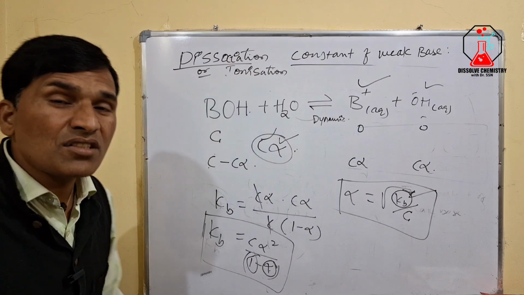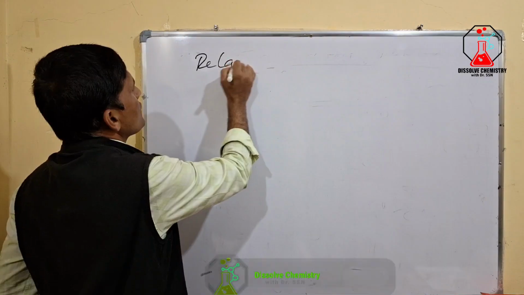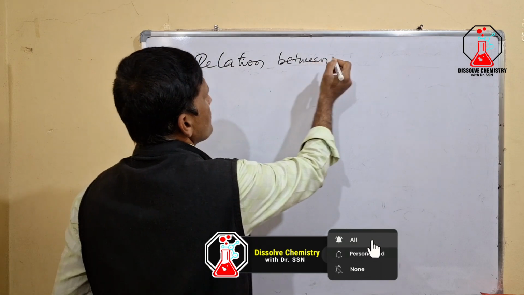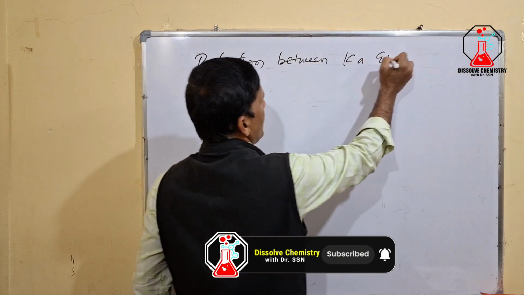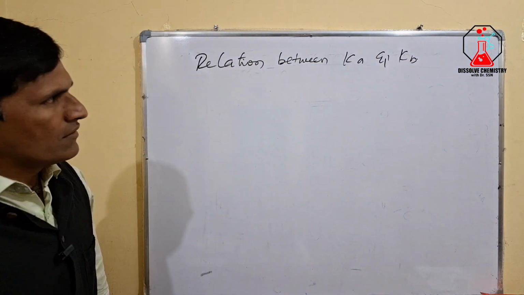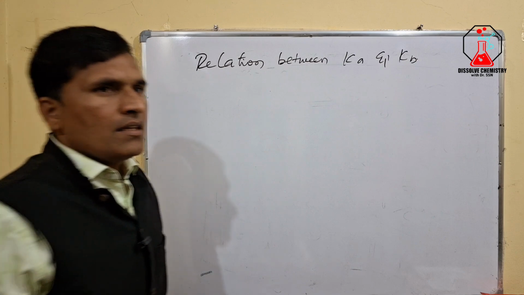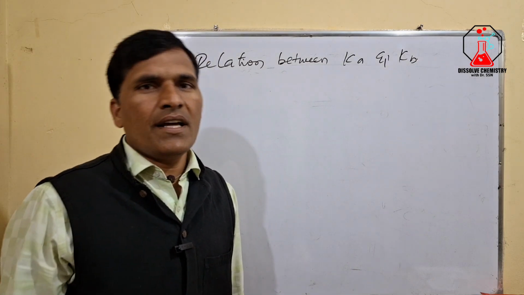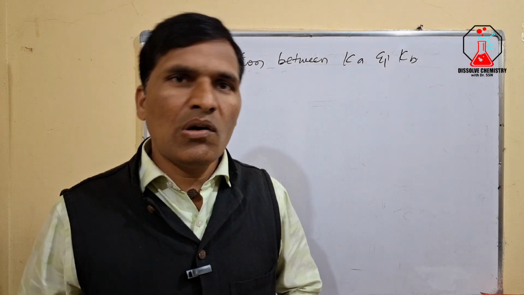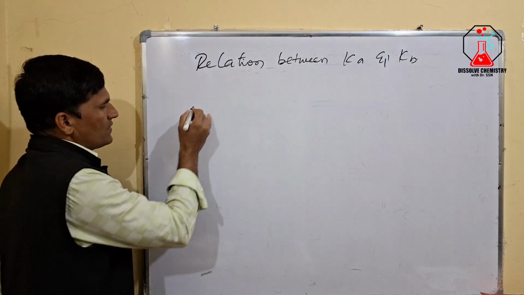Now we will see the relationship between Ka and Kb, which is very interesting. We'll go into detail with this. The strength of any acid or base depends on the Bronsted and Lowry concept. We will write one example, then it will be easier for us.